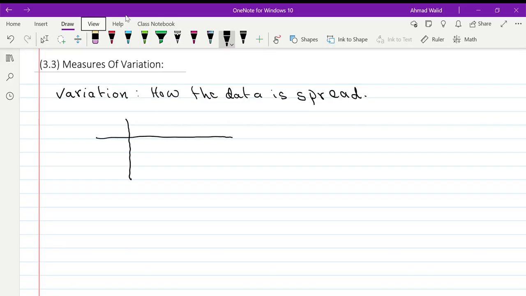Correct? For example, let's consider a bank. Let's go to a bank. We want to pay some money in the bank and we have to wait in the line, correct? Here I will write bank lines. Let's focus on this example. I will give you three banks: bank number 1, bank number 2, and bank number 3. And here I will write time in minutes, correct?